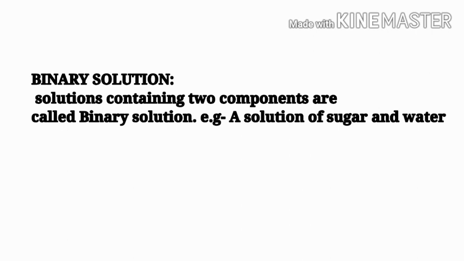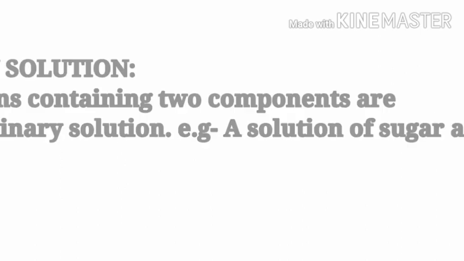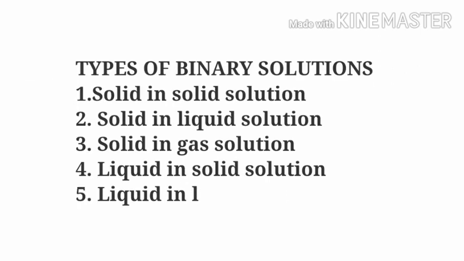Binary solutions are actually of different types. In a particular solution, we can have two components: one is the smaller component and the other one is the larger component. Generally we know that the smaller component is called the solute and the larger component is called the solvent. Based on the physical state of the solvent, the binary solution can be divided into nine different types.